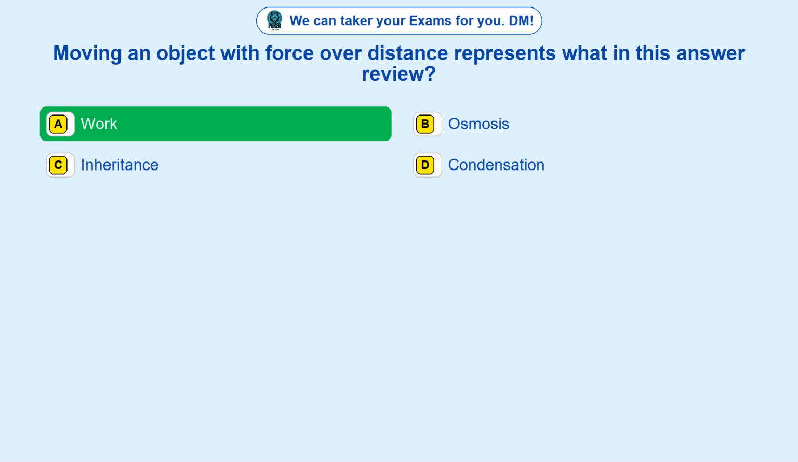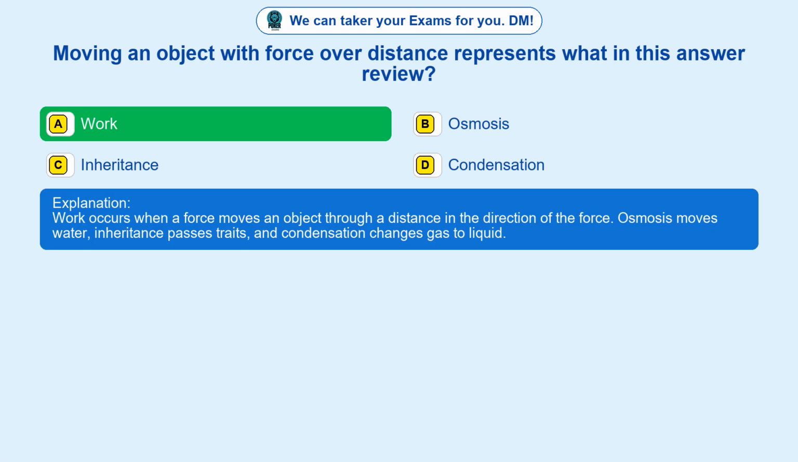Work. Work occurs when a force moves an object through a distance in the direction of the force. Osmosis moves water, inheritance passes traits, and condensation changes gas to liquid.